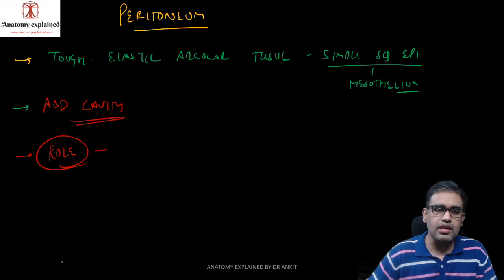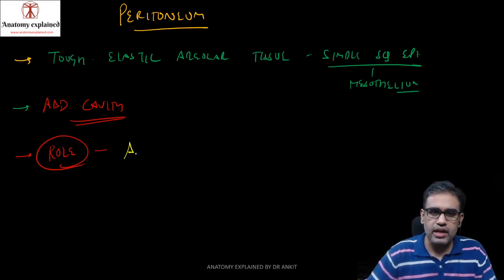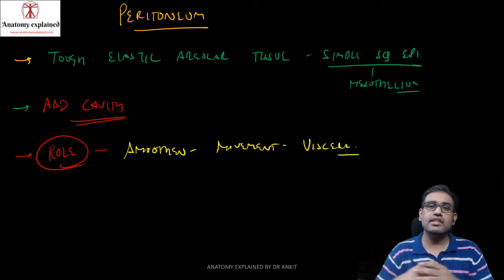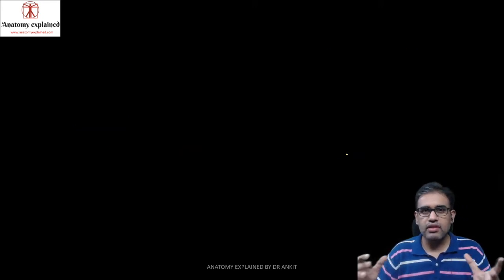So the main role of this peritoneum is to smoothen out every activity. To smoothen out activity means the movement of what? Of the viscera. To smoothen out the movement of the viscera inside the abdominal cavity is the main role of peritoneum. Now how will it do it? It does it in a very simple way.